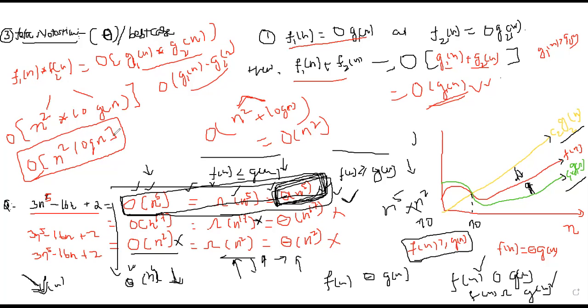But in this case, you have to multiply. Are these two points clear? Yes, sir. In addition, you have to choose the larger function; in multiplication, just multiply both functions. When I multiply n square and log n, it will be n square log n. The final answer is order of n square log n. Clear? So now we are going to use these two properties while calculating the time complexity.